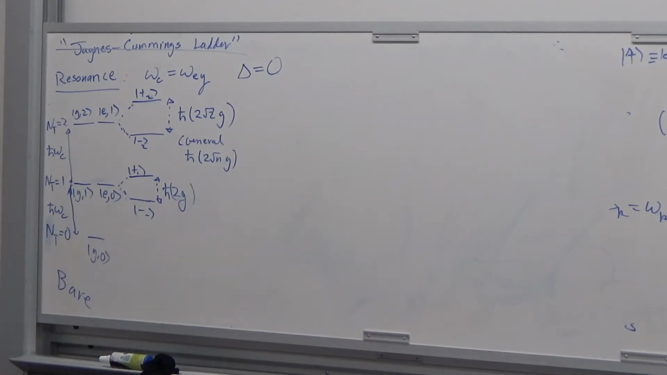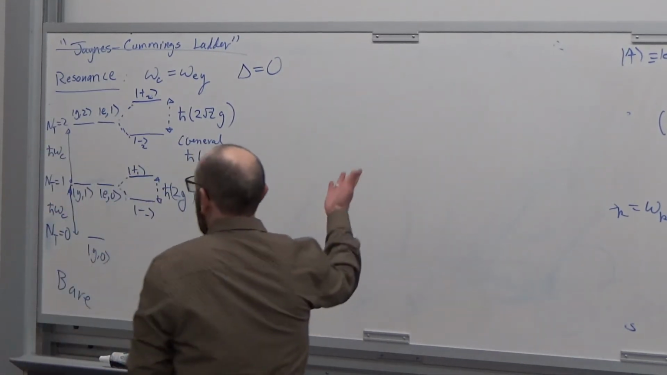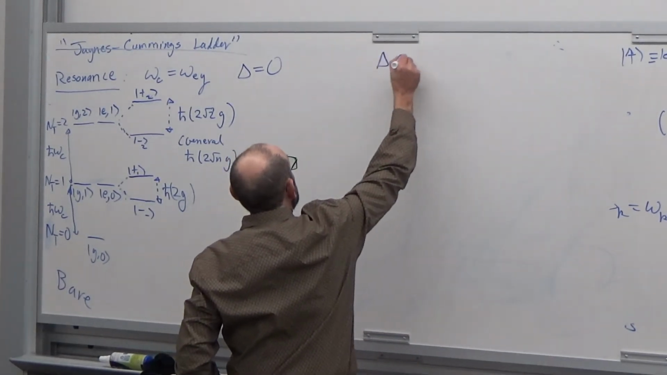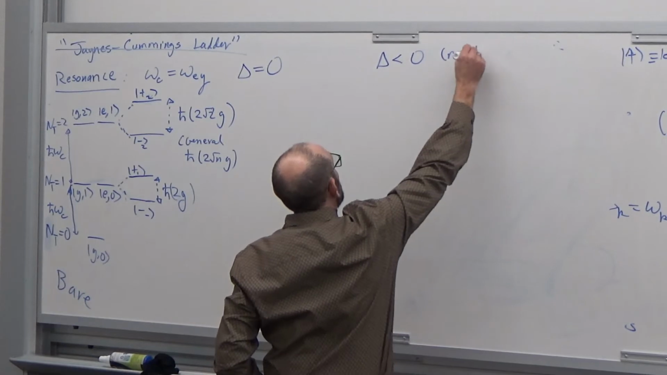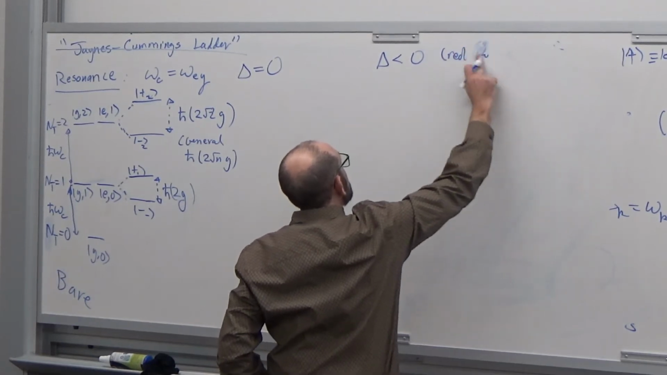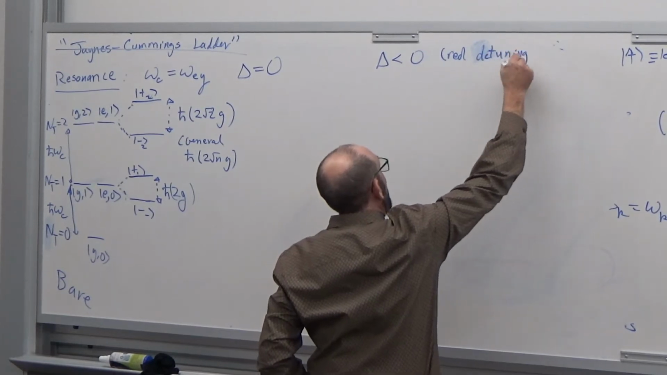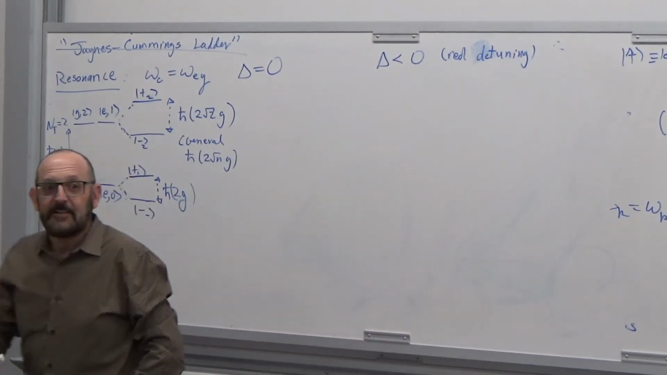Now, if I'm off resonance, we can take just a quick look at that. Let's say I have red detuning, even though I have only a blue pen. But now I have a blue figure.